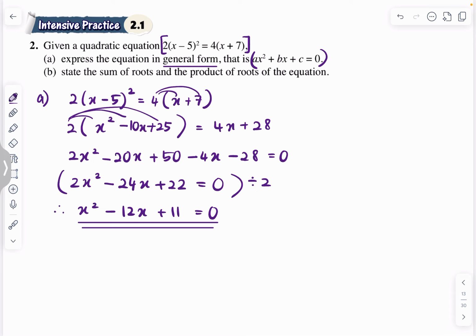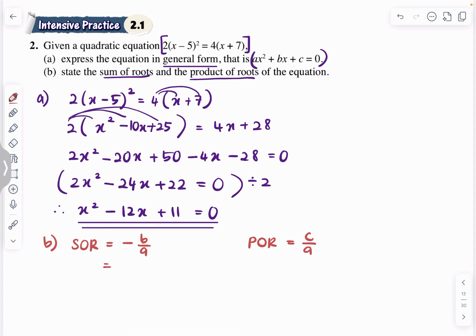Right. Then state the sum of roots and product of roots. So they're asking us to find SOR and POR. Okay. Let's change color a bit. So to do B, we must know SOR is negative B over A and POR is C over A. Okay, this is the formula.